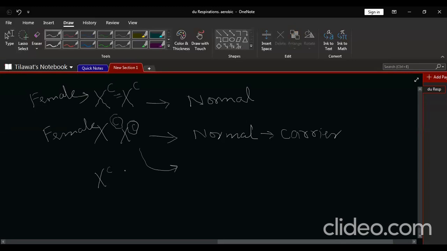So again for female, X small c and small c, both are small. This condition is homozygous recessive, and she's color blind.